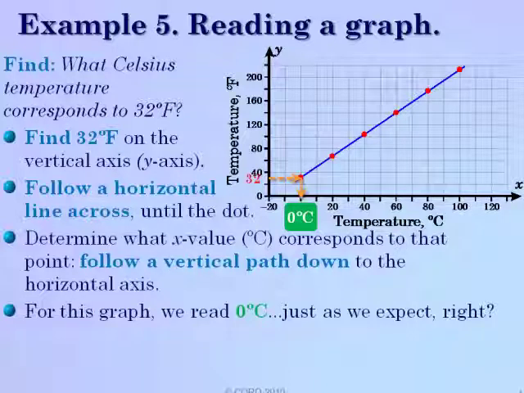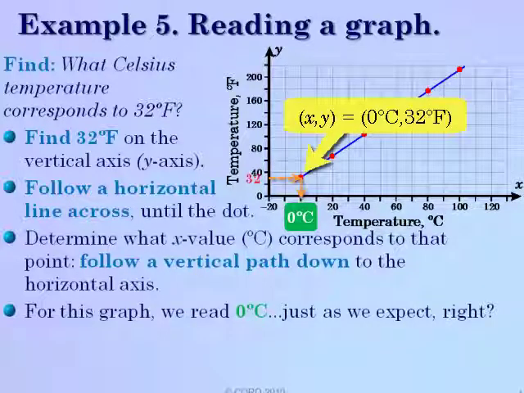And the ordered pair there would be what? Would it be 32, 0? No. I almost got you, didn't I? It's going to be 0, 32. 0 degrees Celsius, 32 degrees Fahrenheit, because you always put the ordered pair with X first and then Y.